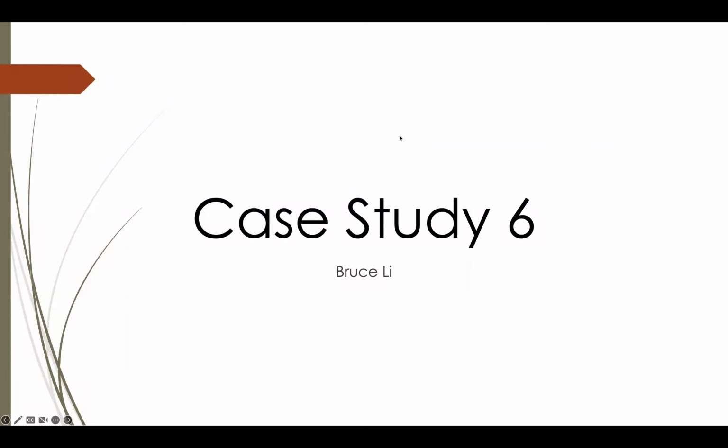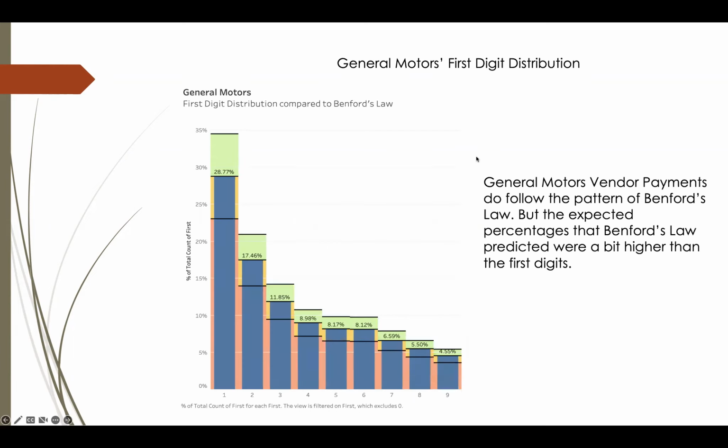Hi everyone, this is my case study 6. So the first chart is General Motors, the first digit distribution, compared to Benford's law. We can tell that General Motors' payments do follow the pattern of Benford's law, but the expected percentage that Benford's law predicted was a little bit higher than the first digit.